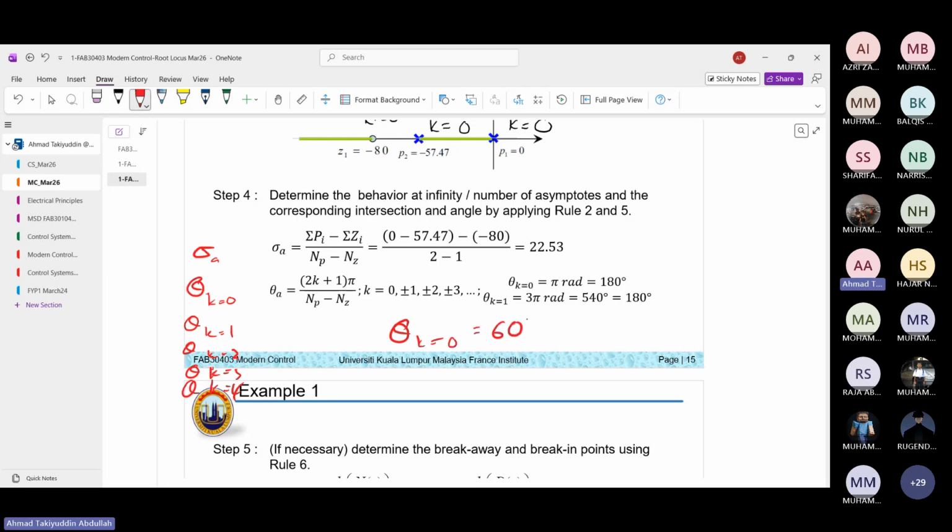Is equal to 60 degree. Then when we come up to theta k equal to 3, we are going to have it to be as 420 degree. Then we will stop. We will no longer look for k equal to 4, because at this point, when k equal 3, we are going to have 420 degree. It's already repeated this same angle. Got it?